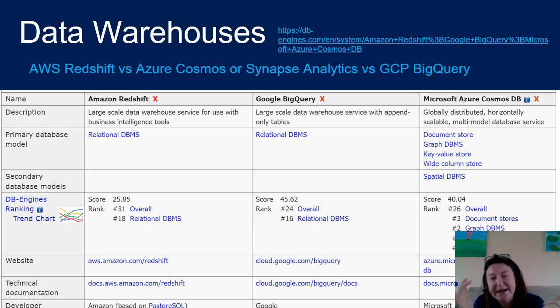So GCP, Google Cloud, has BigQuery, which is a data warehouse service with append-only tables. So, you know, there are some limitations on that, but it is a large data warehouse dealing with columnar data, if you like. So all three of these offer columnar data capabilities.